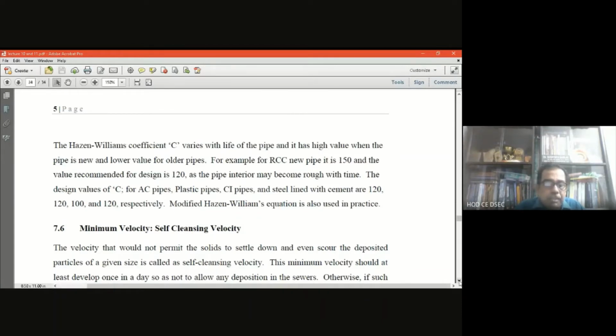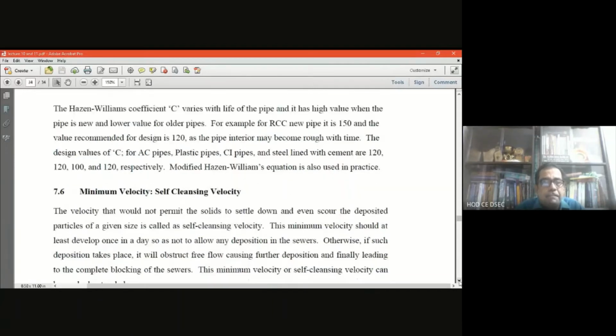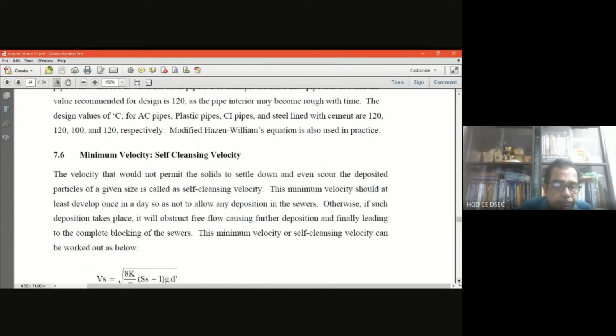Now we have to see a very important parameter I am going to describe for the hydraulic design of sewers. That is the minimum velocity. Self-cleaning velocity is very important. What is minimum self-cleaning velocity? The velocity that would not permit the solids to settle down and even scour the deposited particles of a given size is called the self-cleaning velocity.